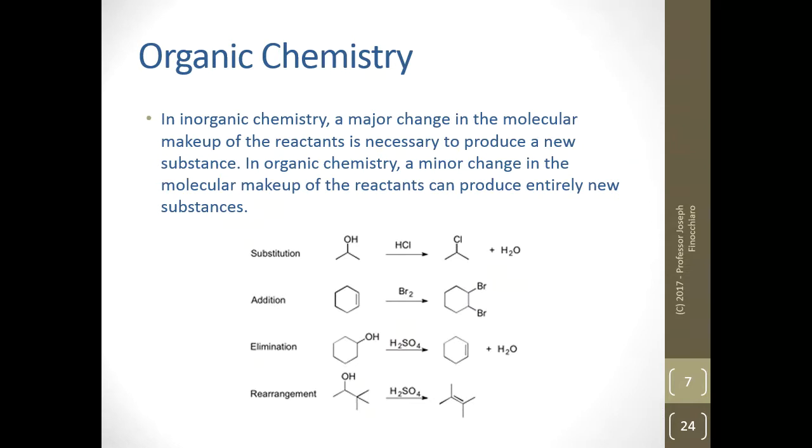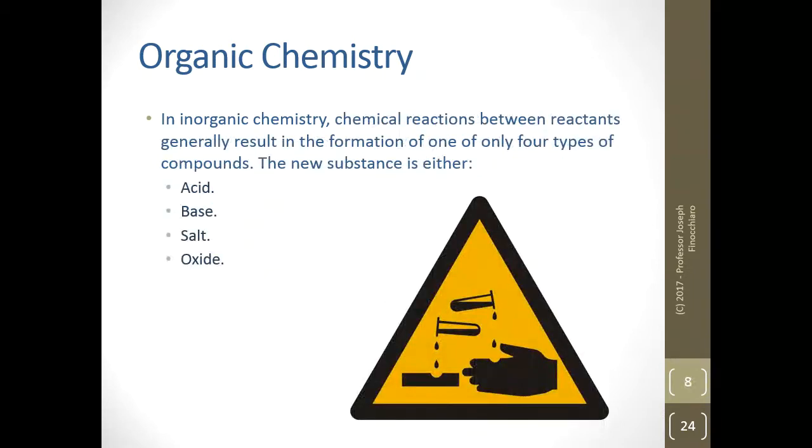Within inorganic chemistry, a major change in the molecular makeup of the reactants is necessary to produce a new substance. In organic chemistry, a minor change in the molecular makeup of the reactants can produce entirely new substances. In inorganic chemistry, chemical reactions between reactants generally result in the formation of one of only 4 types of compounds. The new substance is an acid, a base, a salt, or an oxide.